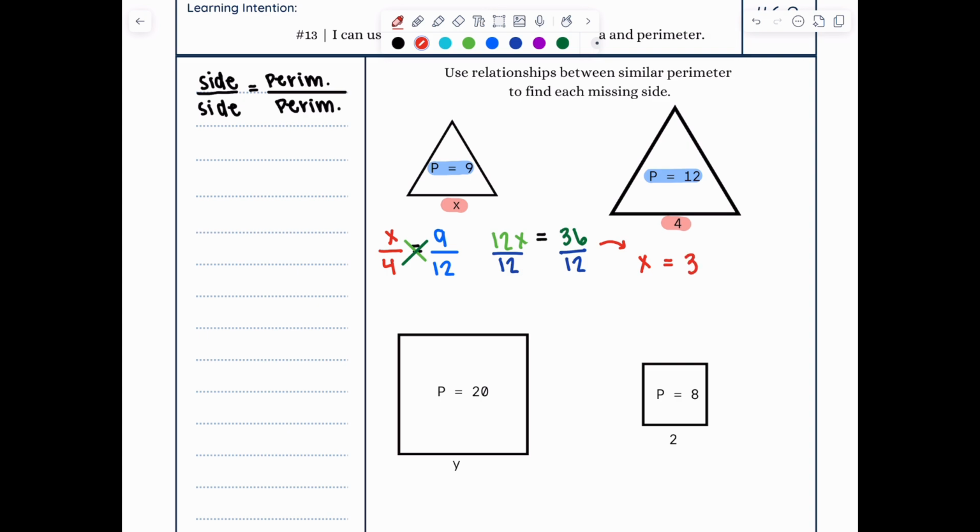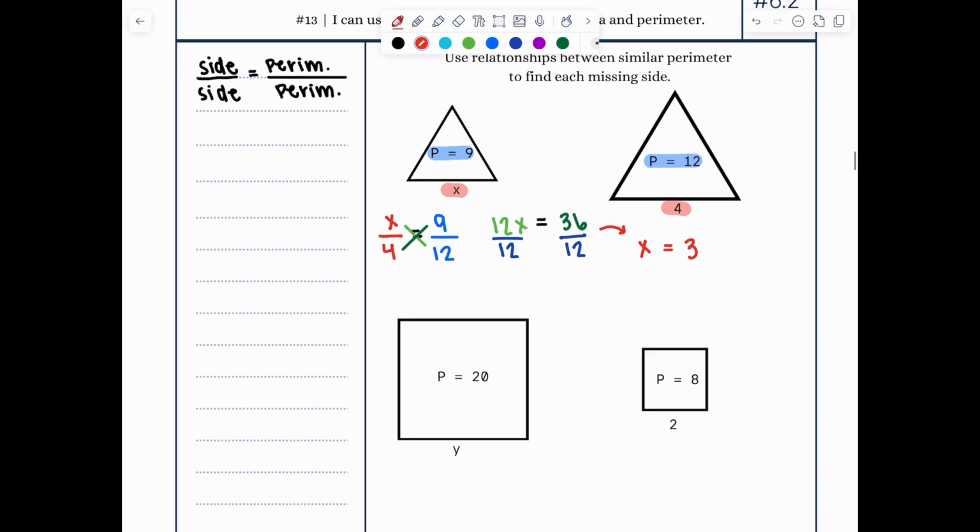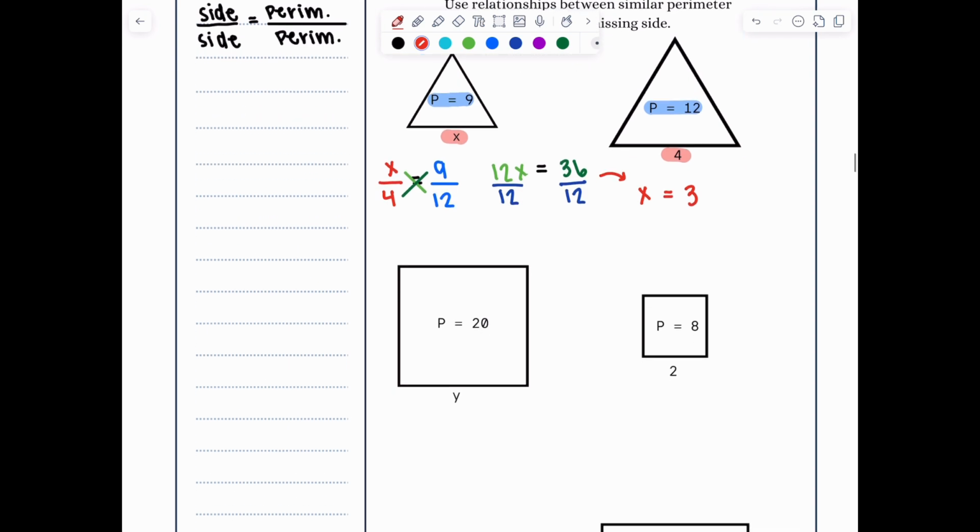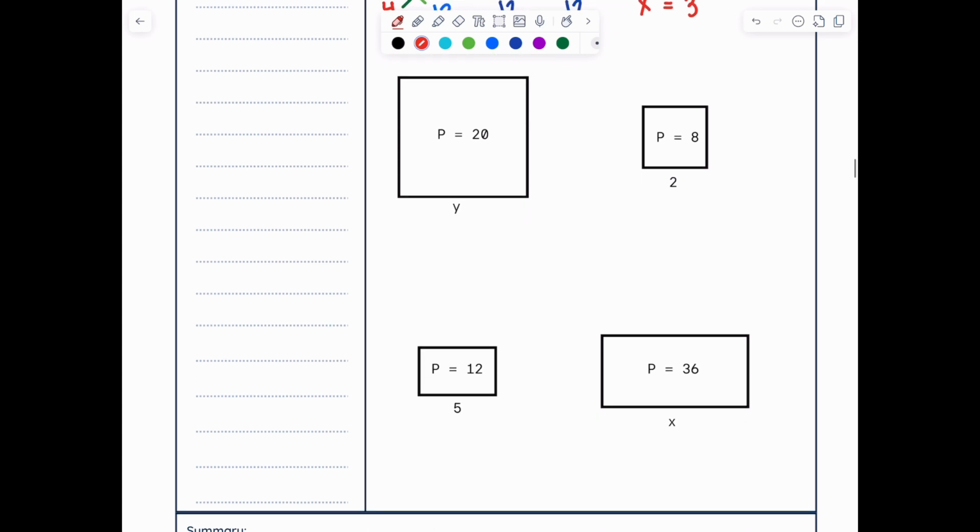which means that x has to be 3. If you know the ratio of the perimeters, you know the ratio of the side lengths, and if you know the ratio of the side lengths, you know the ratio of the perimeters.